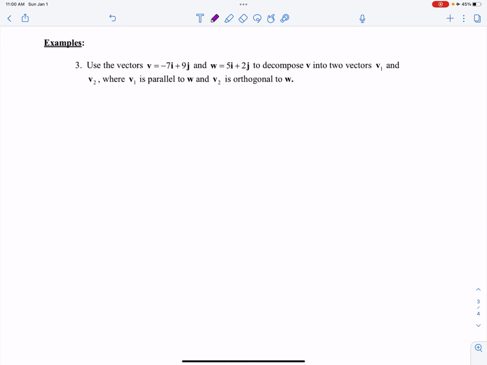Example number 3. Use the vectors v and w to decompose v into two vectors, v1 and v2, where v1 is parallel to w and v2 is orthogonal to w. So we have these two vectors. v is -7i plus 9j.